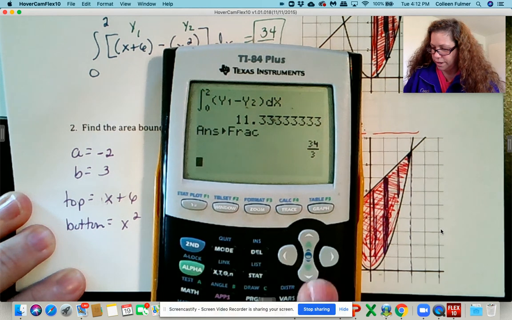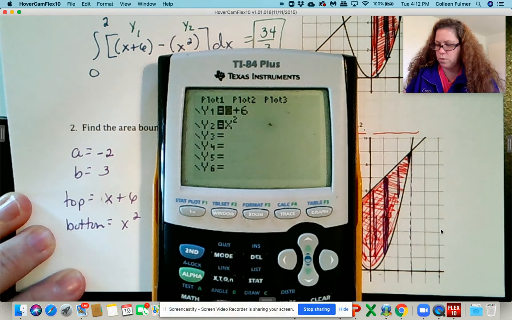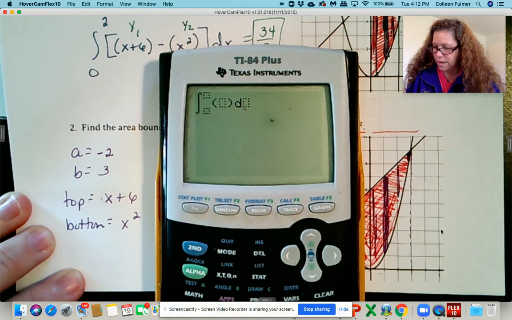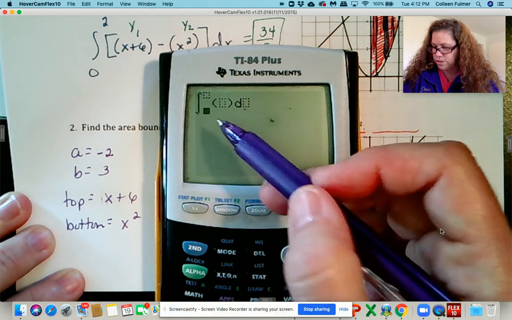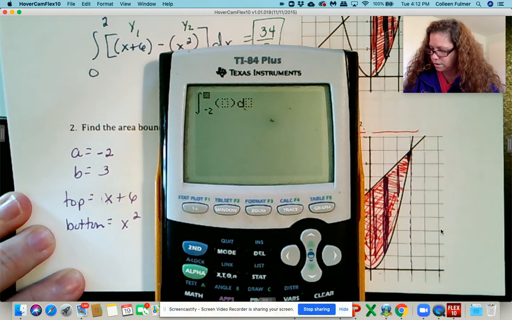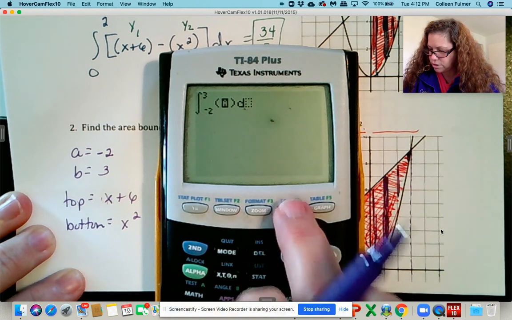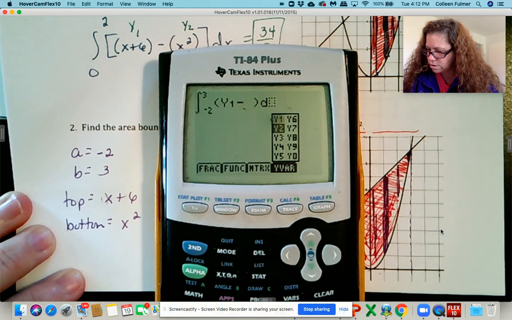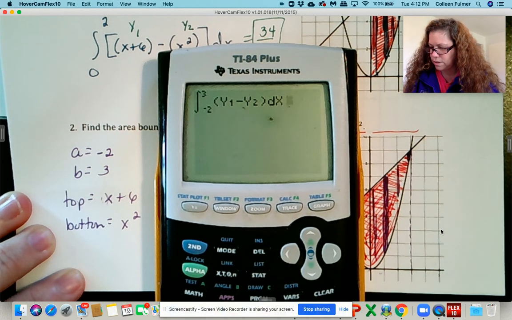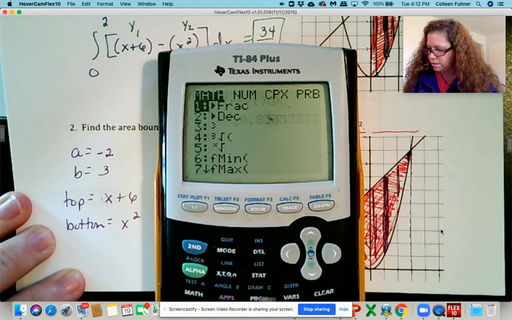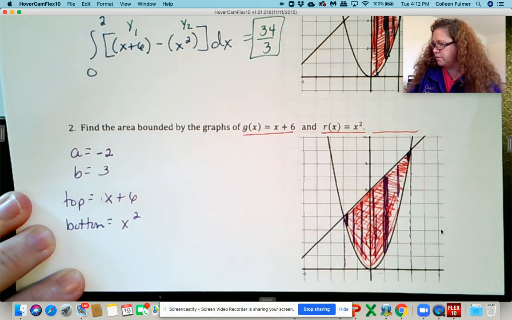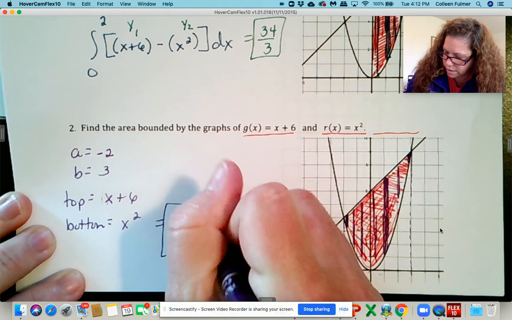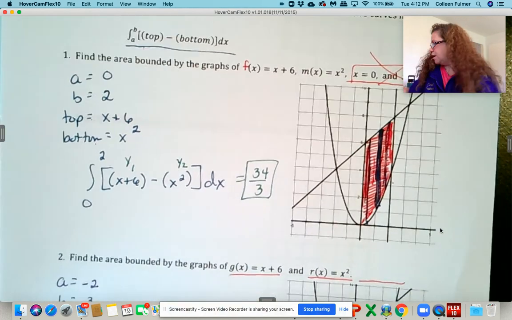Now, fortunately for me, I still have them typed into y1 and y2. So I'm going to go math 9. And everything's the same, except for instead of 0 to 2, it's going to be -2 to 3. Alpha trace y1 minus alpha trace y2 dx. And this area is, let's see if they'll change it for me, 125 over 6. That's that area.